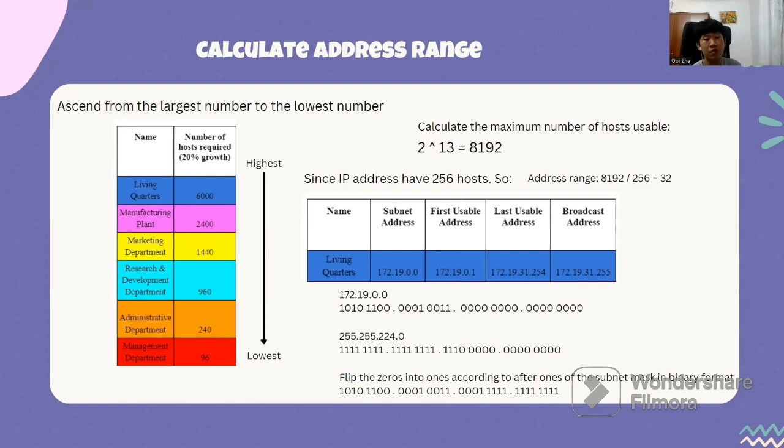Then we need to calculate the broadcast address. We need to convert the subnet address into binary format and convert the subnet mask into binary format. And we need to flip the zeros of the subnet address into ones, after the ones of the subnet mask in the binary format, which is from the number 20, starting from the 20 in the subnet mask. So after flipping the binary format, it should be 1010 1100, which is 172.